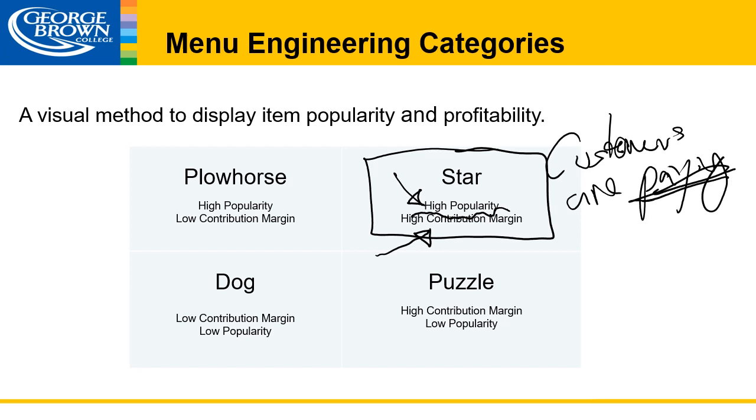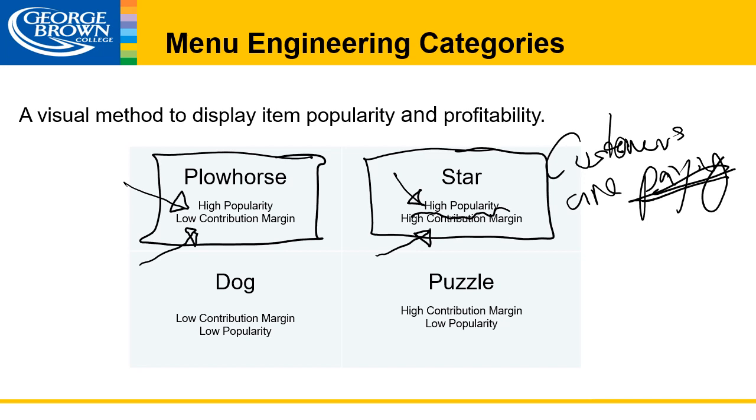The next category is a plow horse. Again, characterized by high popularity but low contribution margin, so it's not terribly profitable. What we could do here, because people are paying the prices, is possibly increase the price of our plow horses, but only a little bit. We don't want to affect the popularity. If we increase the price, it could push this product into the high profitability threshold, thereby making it a star.